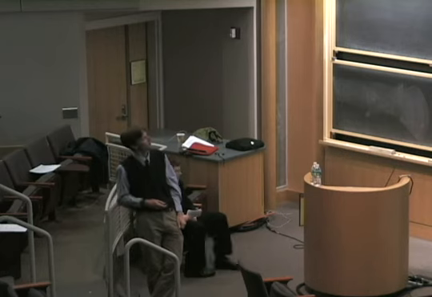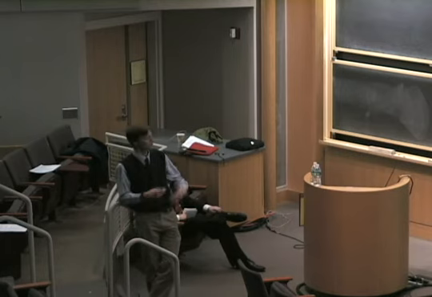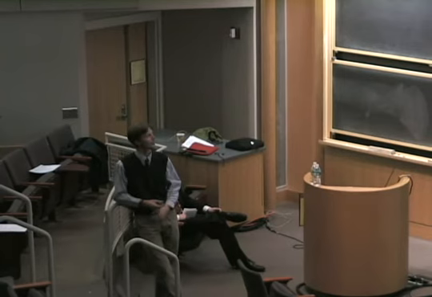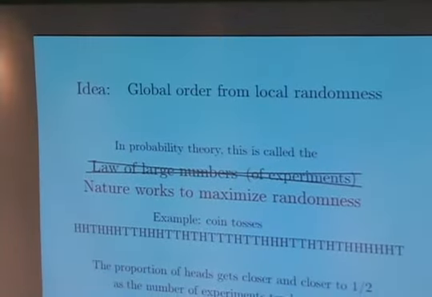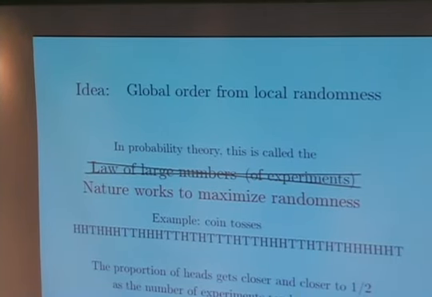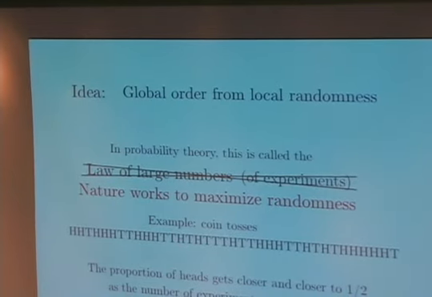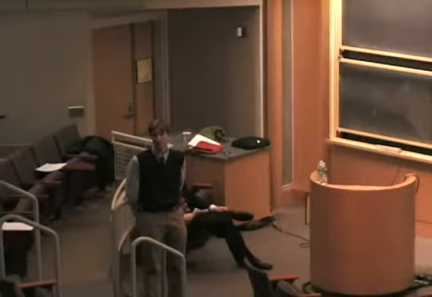And so, I want to have some sort of souped-up version of this law of large numbers, some more general principle, which can be stated roughly as follows: that nature works in such a way as to maximize randomness. And of course, I have to explain what I mean by this, but if you look at that phrase, it looks a lot like the second law of thermodynamics, which is that nature tries to maximize entropy.